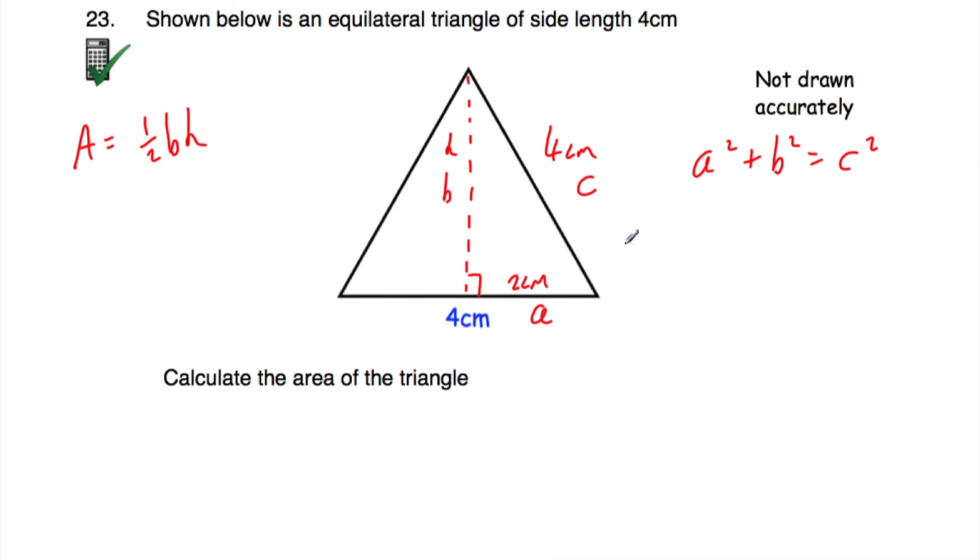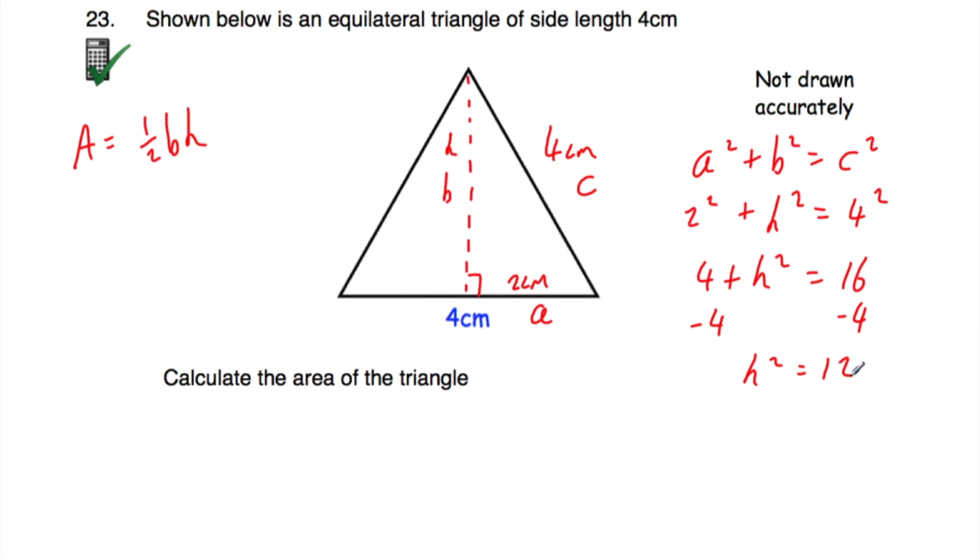And then a is going to be 2, so that's 2 squared, plus b squared, that's the height of the triangle, so it's going to be h squared, is equal to c squared, so it's going to be 4 squared. 2 squared is 4, so we've got 4 plus h squared is equal to 4 squared, which is 16. And then we want to find out what h is, so we want to get rid of the 4 and then get rid of the squared. So take away 4 and take away 4. So we've got h squared is equal to 12. And then h will be the square root of 12.